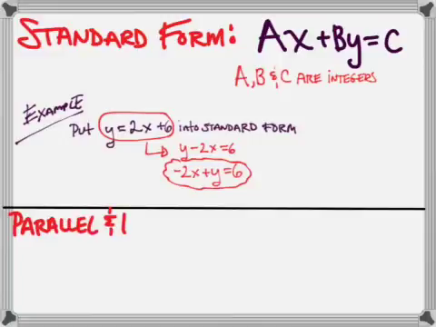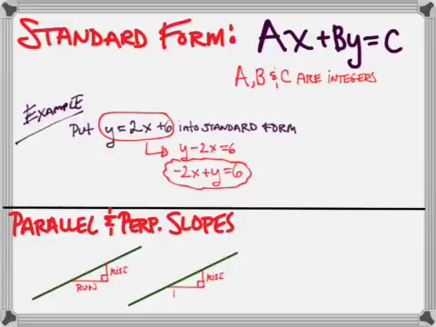Alright, the other big topic is parallel and perpendicular slopes. So the first one's pretty easy. If I have a slope of rise over run, and I have the same slope between two lines, they're going to be parallel, right? They're never going to catch each other. So if one goes up a little bit, the other goes up the same amount. If one goes across a little bit, the other goes across the same amount. So parallel lines have the same slope.